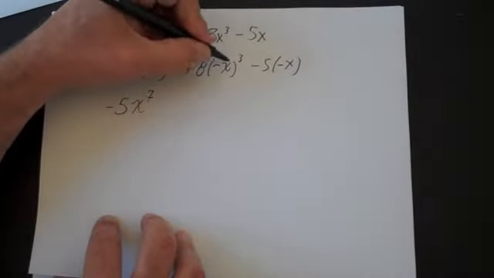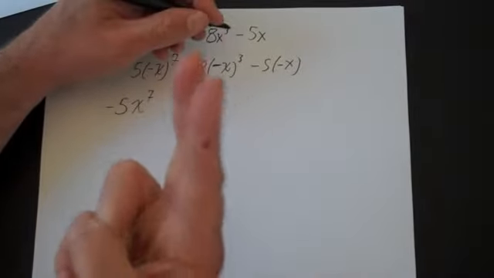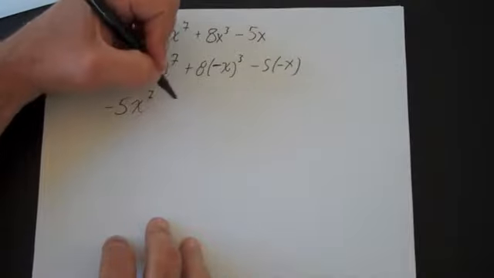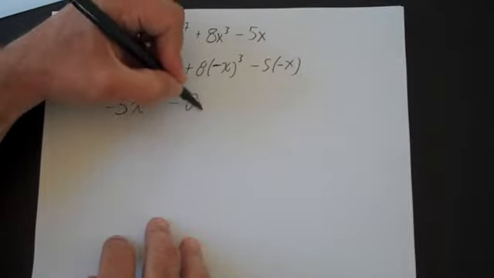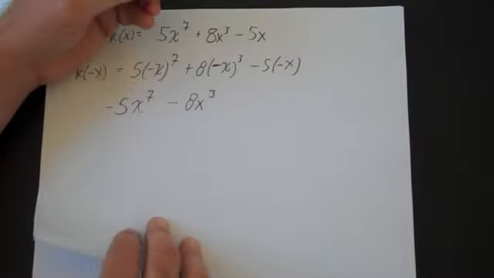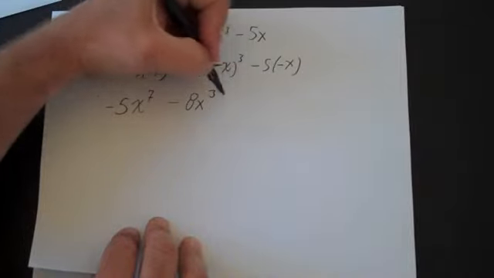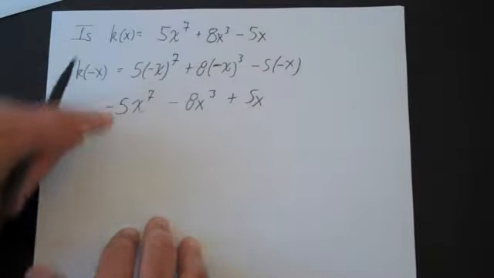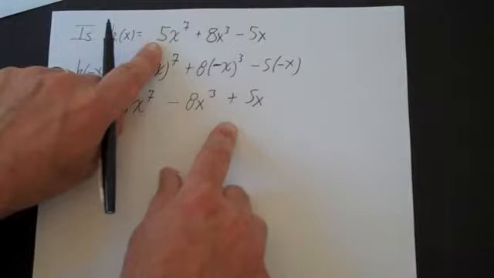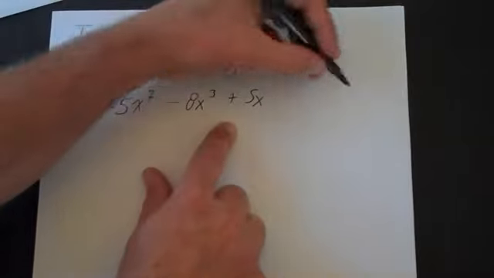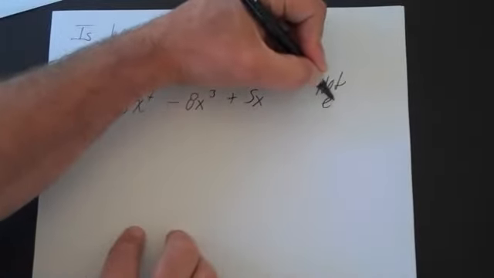Let's do negative x to the 3rd. That's a negative times a negative times a negative, which is going to be a negative. So that's negative 8x to the 3rd. The next one's easy. It's negative 5 times negative x, which is a positive 5x. Now, is this exactly what you started with? It's not. So this is not even.